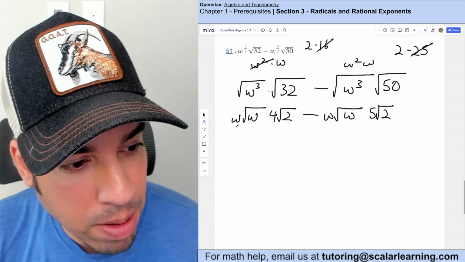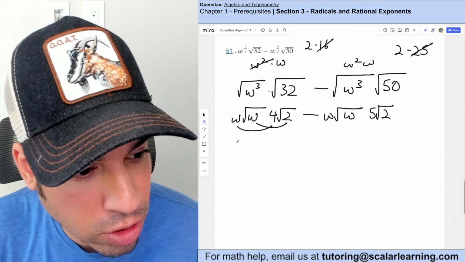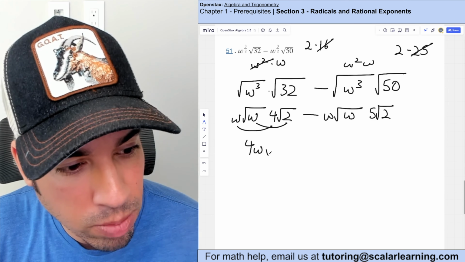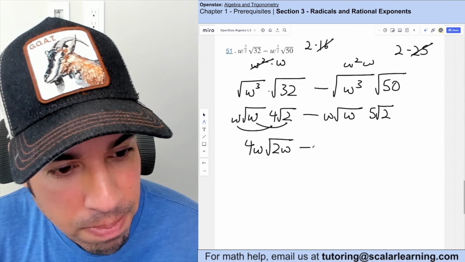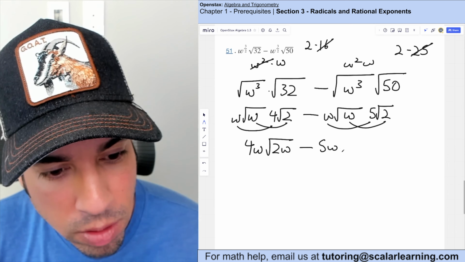Now I'm going to simplify by multiplying these together. Remember, the outsides multiply each other and the insides multiply each other. So I have 4w times the square root of 2w minus 5w times the square root of 2w.